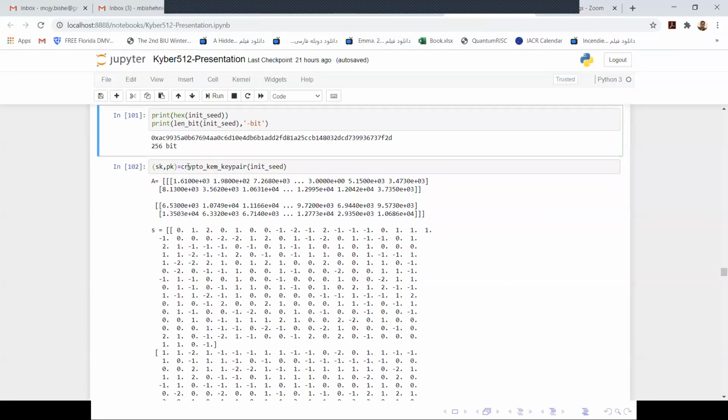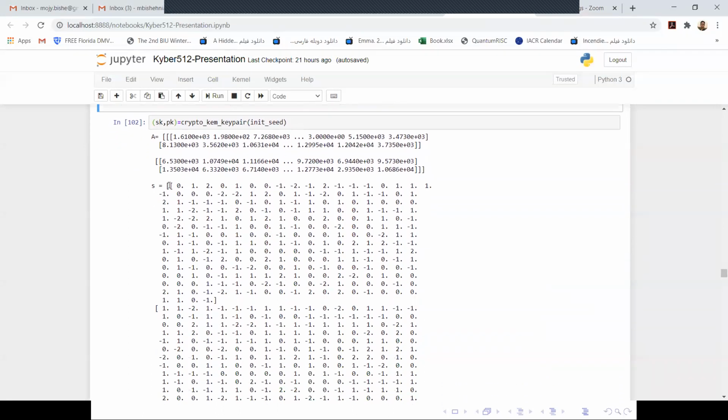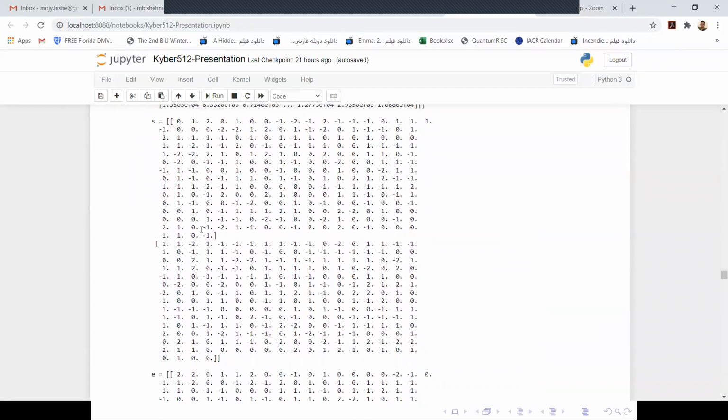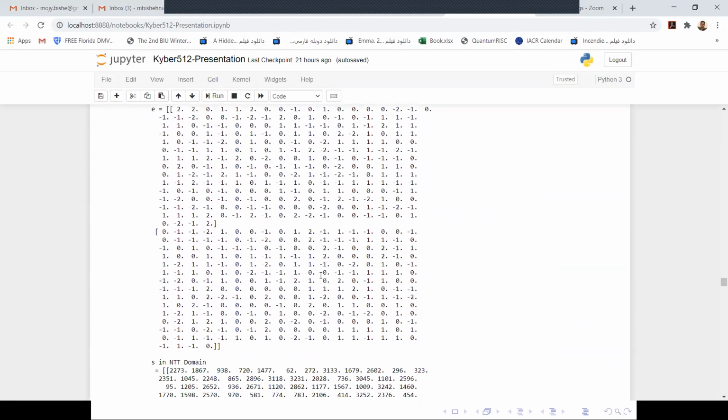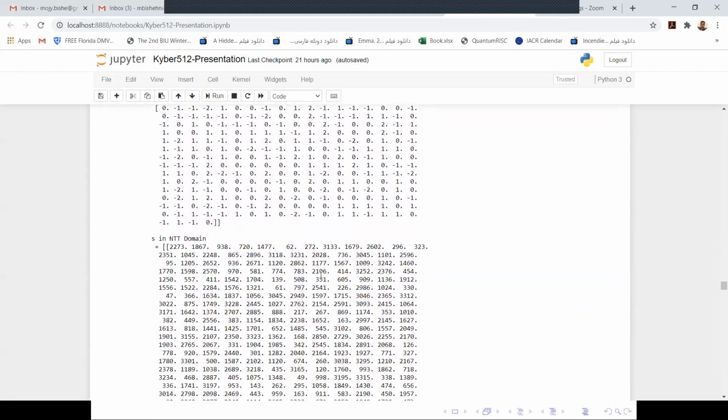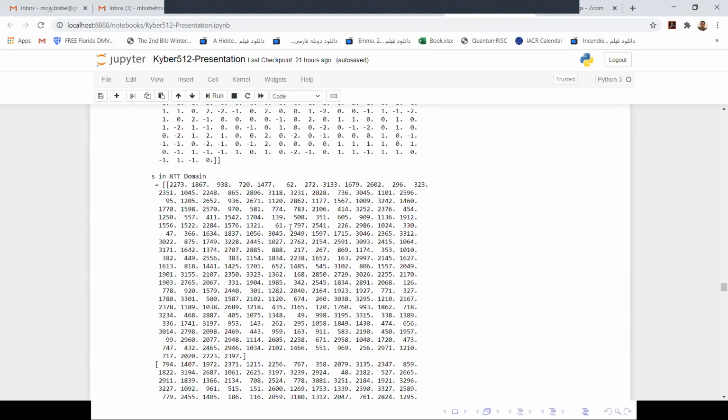So by performing the key generation or key pair function, Alice chooses A, S, and E. A, as you see here, has a dimension of 2 by 2 vectors, and each vector has 256 elements. We suppose that these elements are in the NTT domain. Then she computes S and E, as you see, with very small coefficients. The coefficients are between -2 and 2, and then she should convert them to the NTT domain, as you see here.